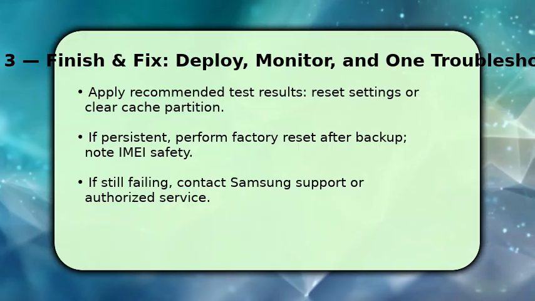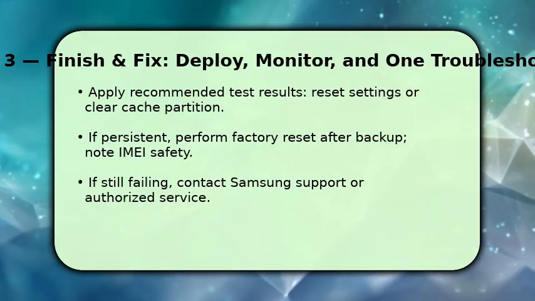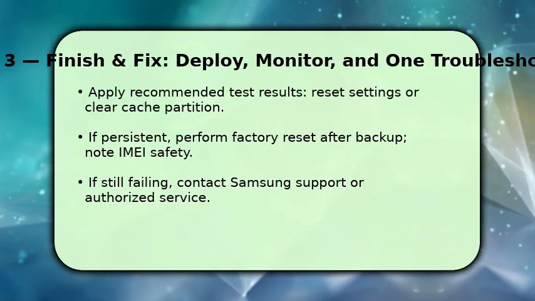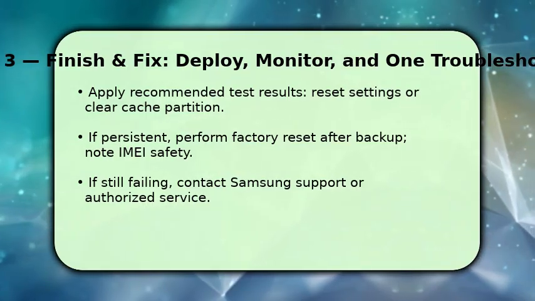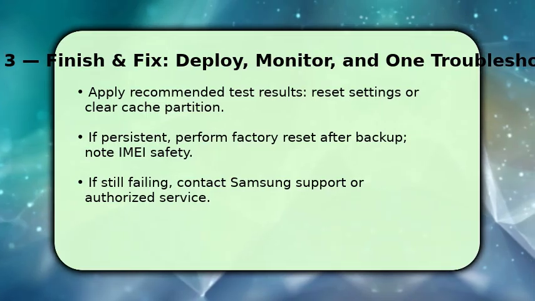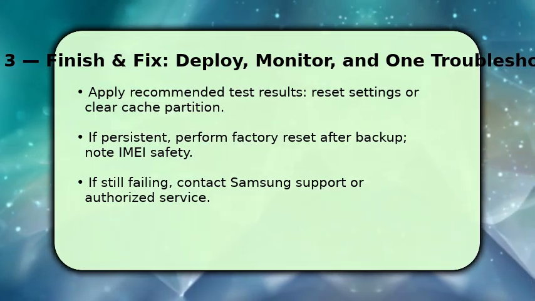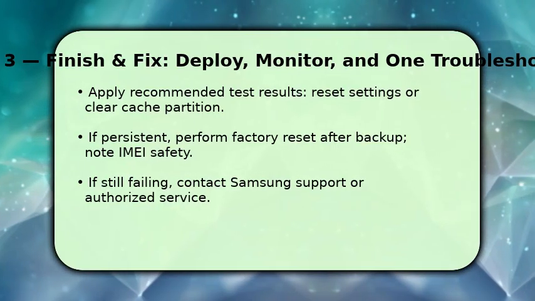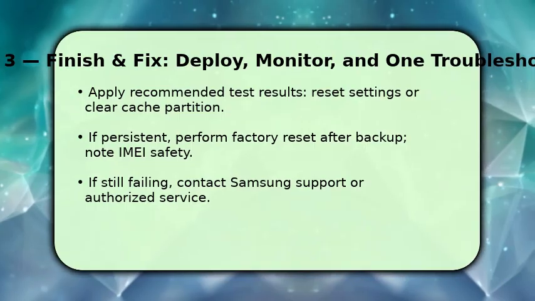If issues persist, backup data and perform a factory reset. Make sure your Google and Samsung account details are noted so you can restore services. If the code still fails, contact Samsung support or an authorized repair center. One key tip: if codes intermittently fail, test in safe mode to rule out third-party app interference.